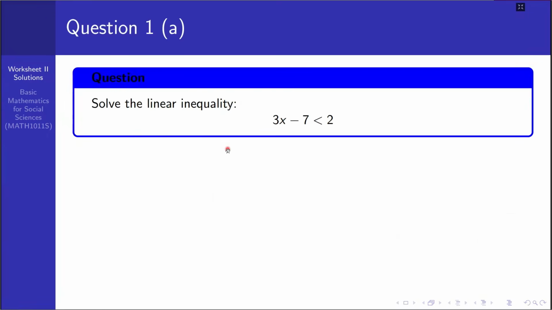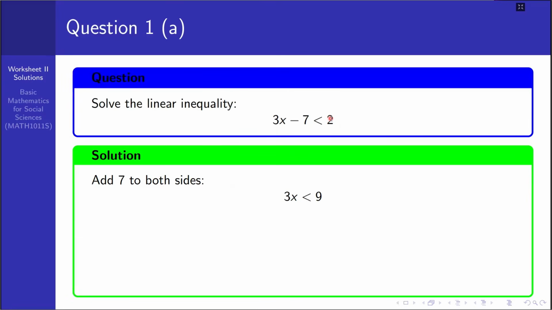The first question is on inequality. It says, solve the linear inequality 3x minus 7 less than 2. Therefore, in order to solve such a linear inequality, we have to apply the usual methods of simple simplification. So, for example, if we add 7 to both sides of this inequality by using the addition property, we have 3x less than 9.